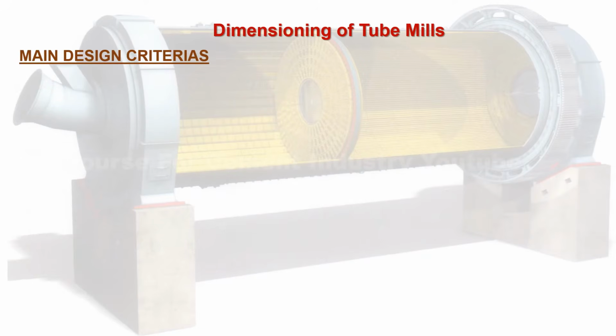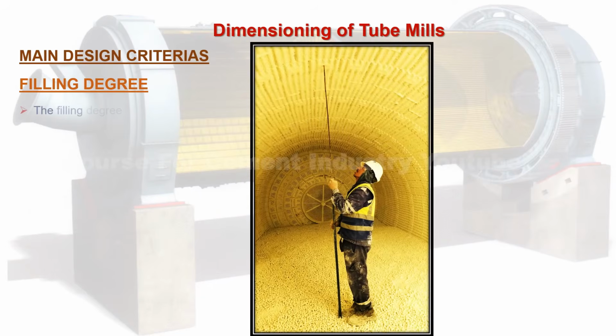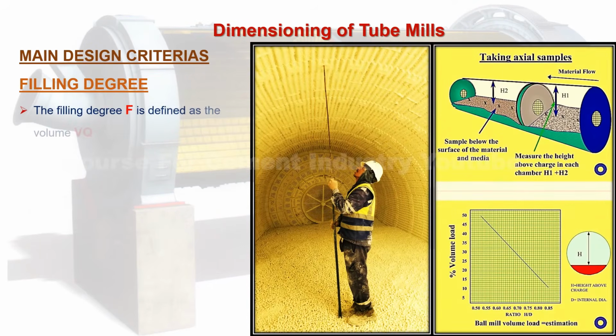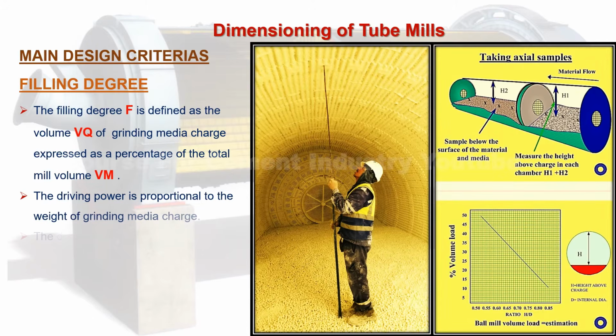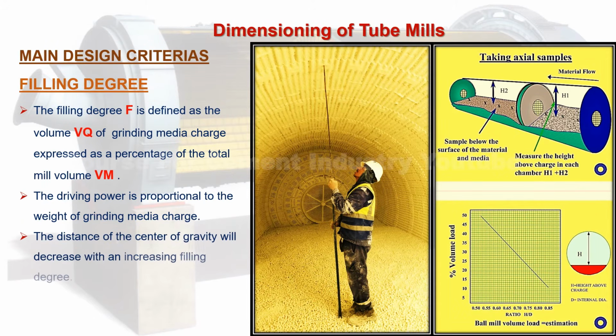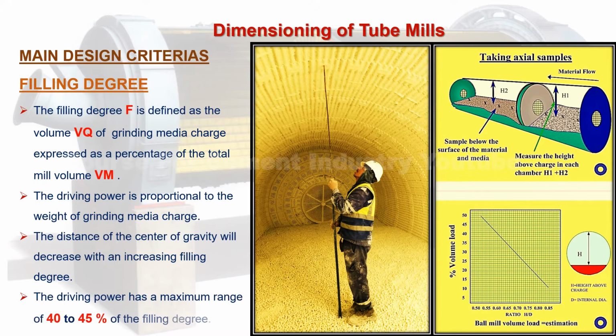1. Filling degree. The filling degree is defined as the volume of grinding media charge expressed as a percentage of the total mill volume. The driving power is proportional to the weight of grinding media charge. The distance of the center of gravity will decrease with an increasing filling degree. The driving power has a maximum in the range of 40 to 45% filling degree.